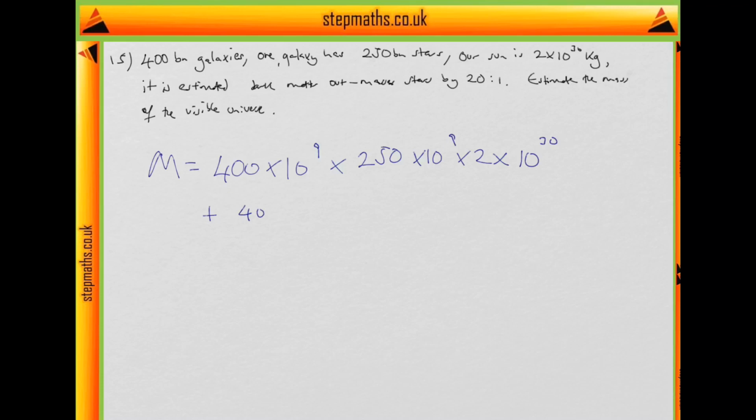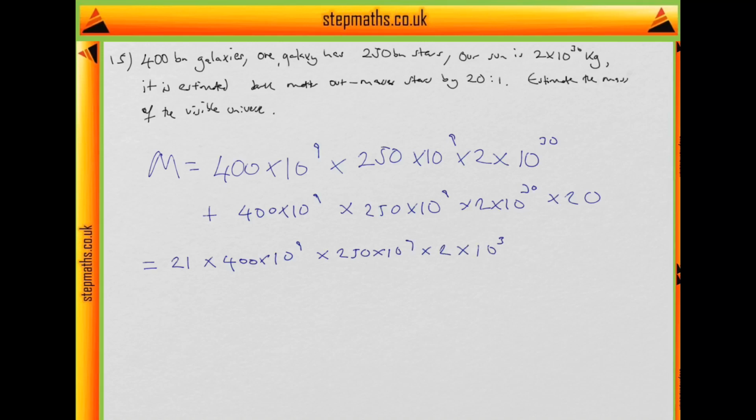So that's exactly the same thing. The mass of the stars, 400 times 10 to the 9 times 250 times 10 to the 9 times 2 times 10 to the 30, but times 20, it's 20 times larger. Well, that's 21 times 400 times 10 to the 9 times 250 times 10 to the 9 times 2 times 10 to the 30. Well, that's 20 times 10 to the 4 times 21 times 10 to the 48. And that's roughly equal to 4.2 times 10 to the 54 kilograms. So the answer is A.